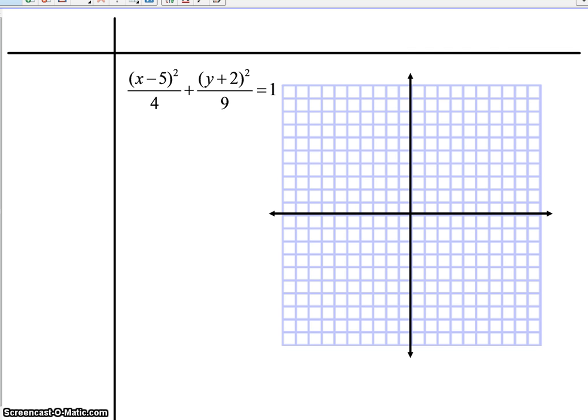All right, so if I'm asked to graph this equation, (x minus 5) all squared all over 4 plus (y plus 2) all squared all over 9 equals 1. We'll talk about how we know that's an ellipse here in a little bit.